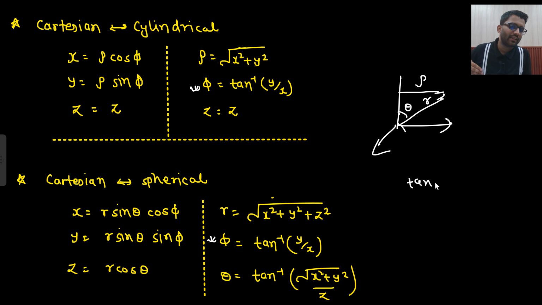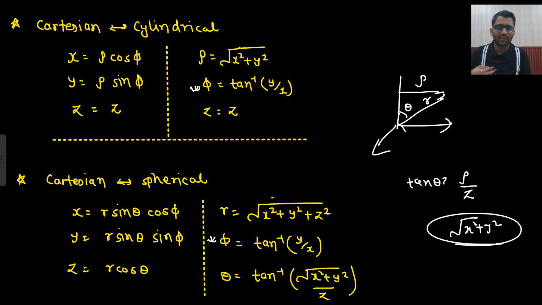So what would your tan theta be? Tan theta would have been rho by z. And what is your rho? Root x square plus y square. Right? So this is how you can remember it.